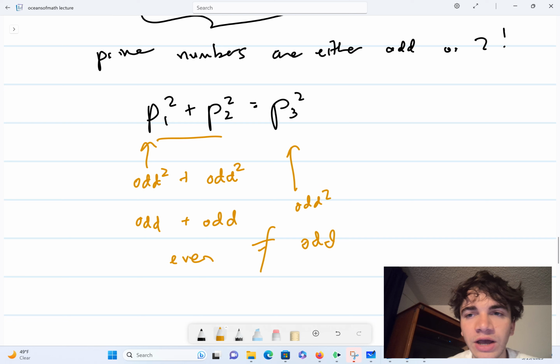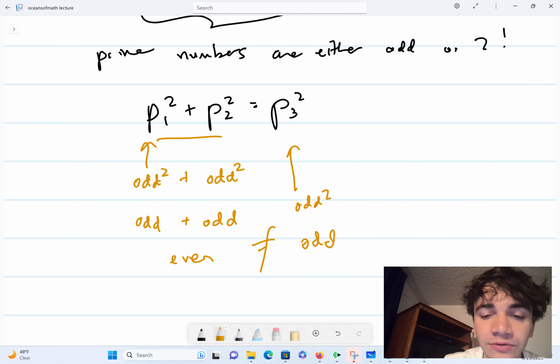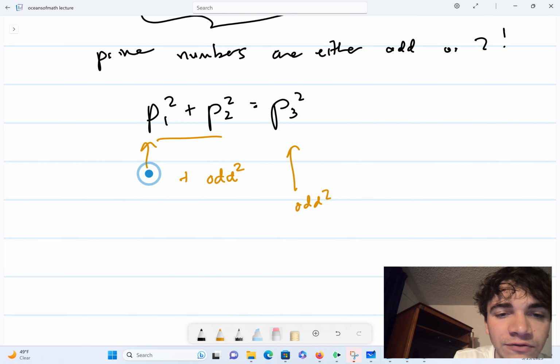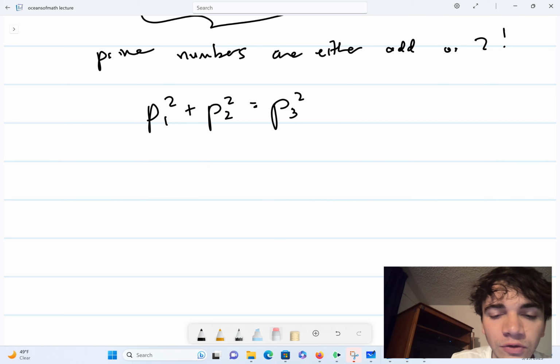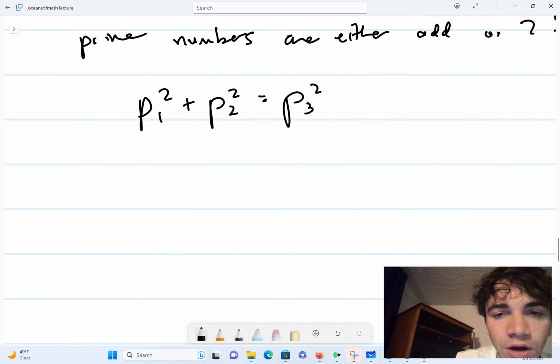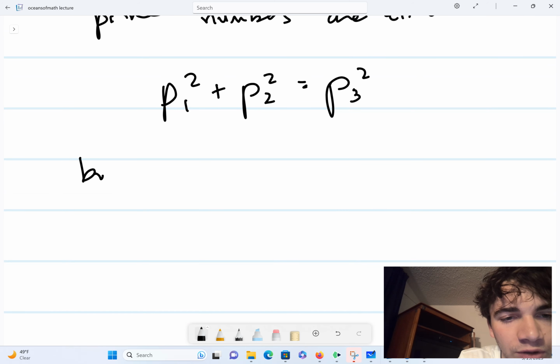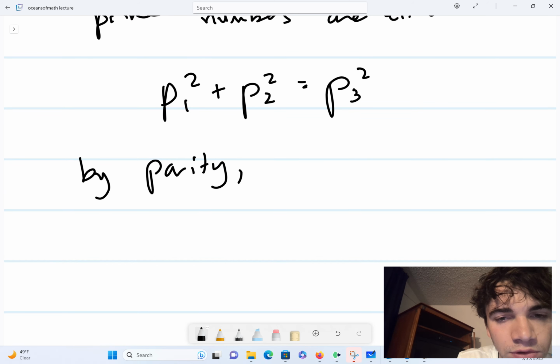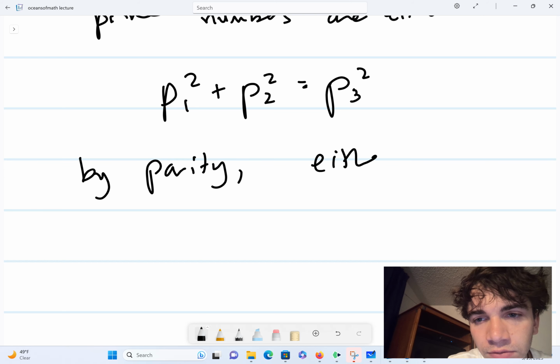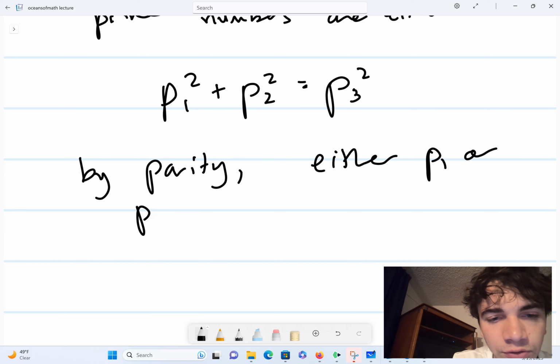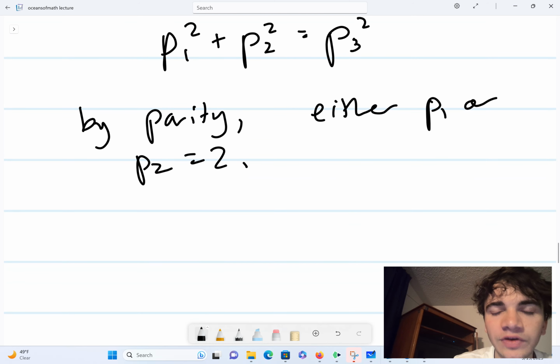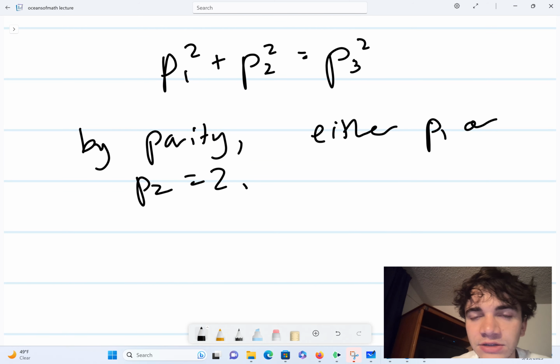Basically, if I don't have 2 in any of these primes, then I'm automatically going to have a contradiction due to the parity of both sides of the equation. One side would be forced to be even, while the other side would be forced to be odd. Therefore, we know that if indeed there is a prime triplet, one prime must be 2. So by parity, either P1 or P2 equals 2.